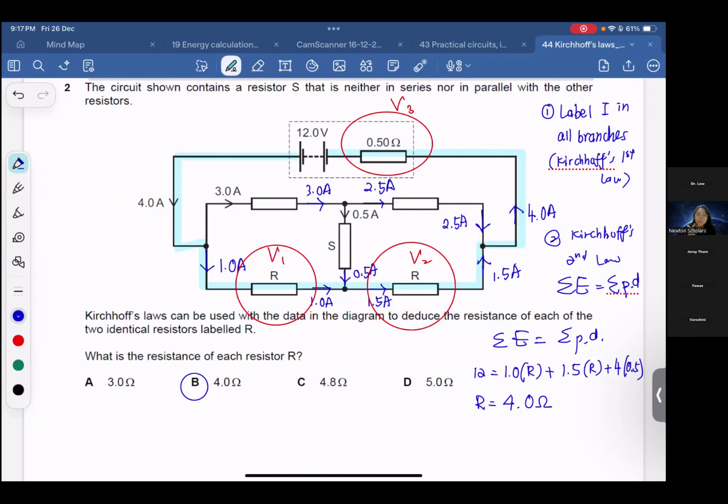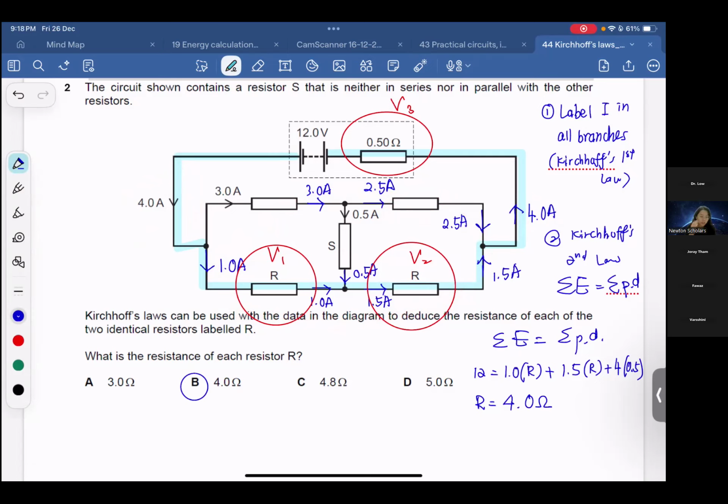Now we are joining Kirchhoff's first law and second law. Every single junction, please find out their current carefully. Then choose the path that you want. Choose the loop that you want. Apply Kirchhoff's second law. Okay, until here, is that clear? Any question you want to ask me?